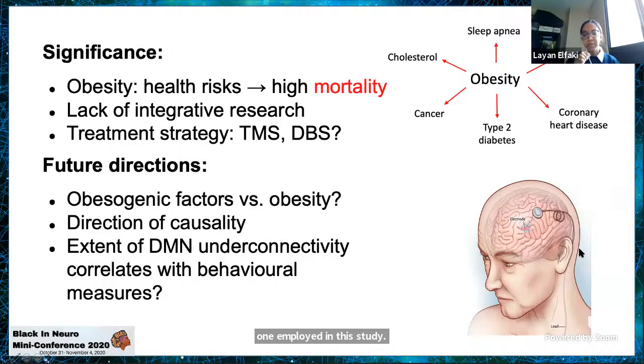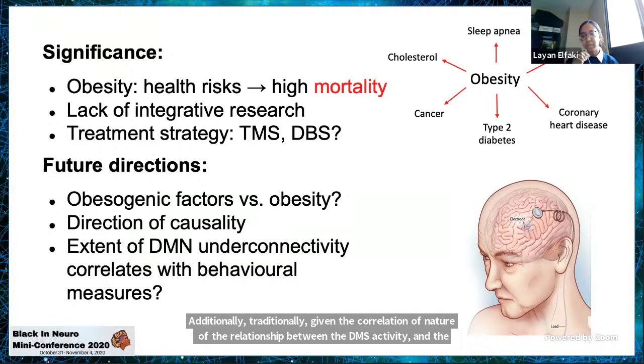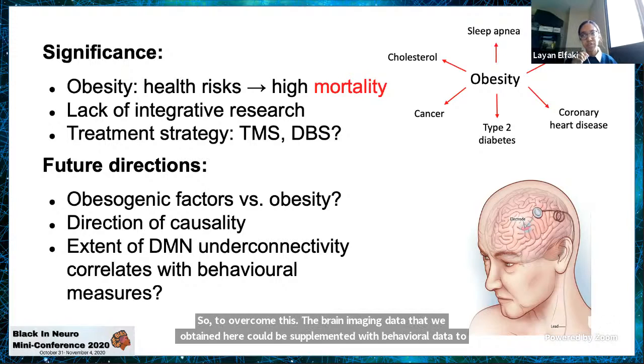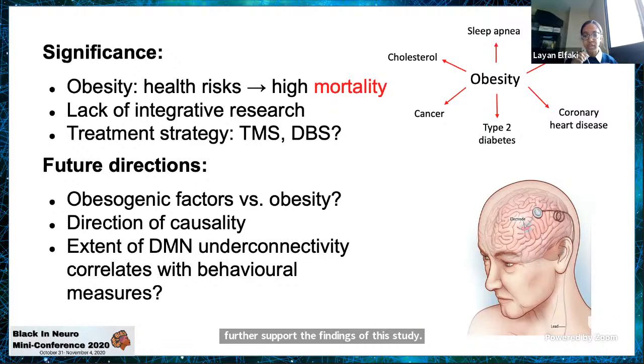Lastly, I think it would be interesting to look at whether the extent of DMN underconnectivity actually correlated with behavioral measures. So that could include measures of intelligence, introspection, and any other cognitive function that we know are associated with the DMN activity. Next slide.